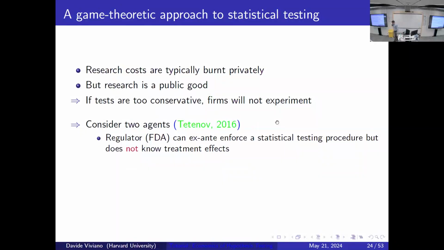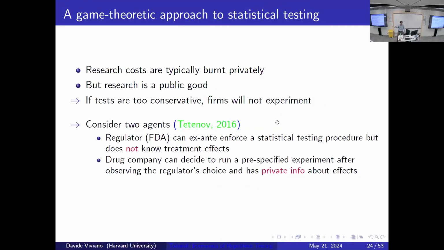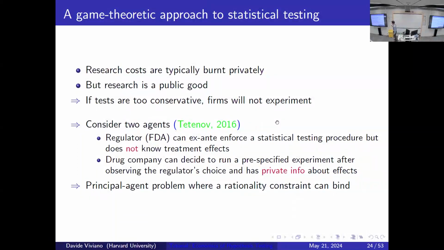So let's consider a game where we have two agents. One is the regulator, which is the FDA, who can ex ante enforce a statistical testing procedure, but does not know the treatment effects. And the other is the drug company, who can decide to run a pre-specified experiment after observing the regulator's choice of the statistical test, for instance, the level of significance. Now we have at this point a principal-agent problem where what's really binding is going to be the rationality constraint. So the company may decide whether to run the experiment or not based on the cost.